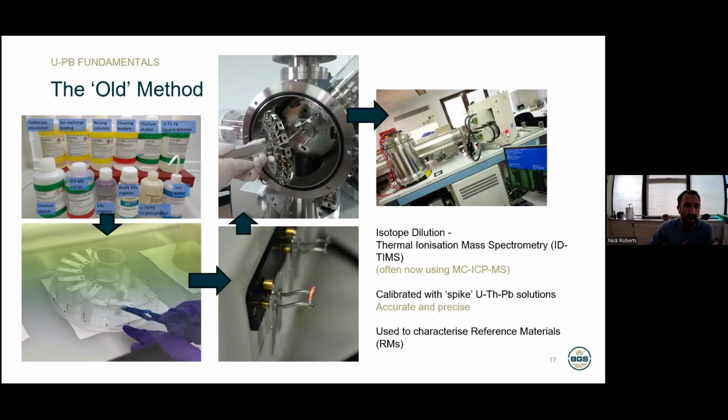The key thing about this method is that it is calibrated with spikes. These are solutions with known ratios of uranium, thorium, and lead. By using these spikes, the data we get is very accurate and very precise. So even though laser ablation is overtaking this method, we still need to use this method to characterize our reference material. So it's very much still part of the overall package of work.